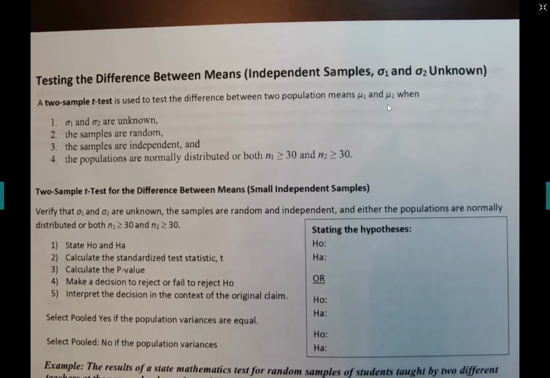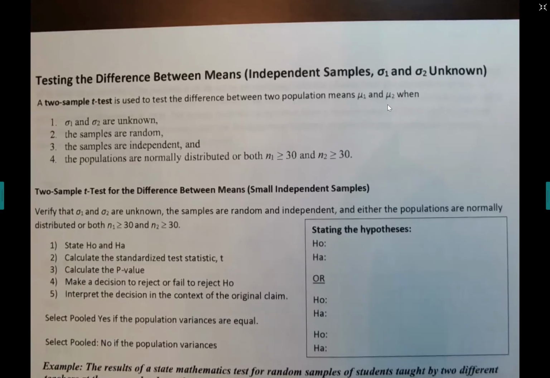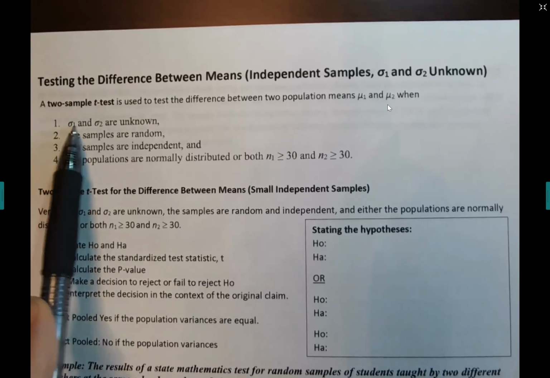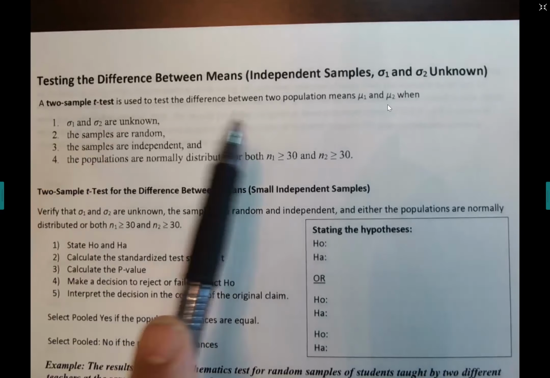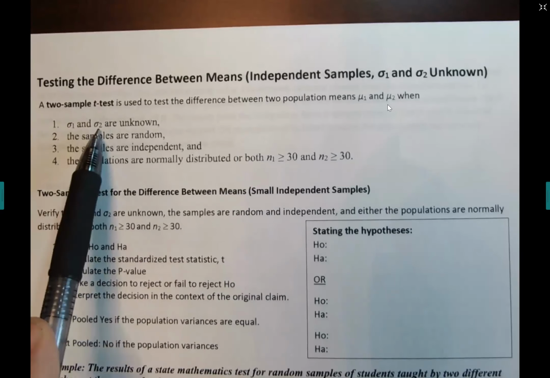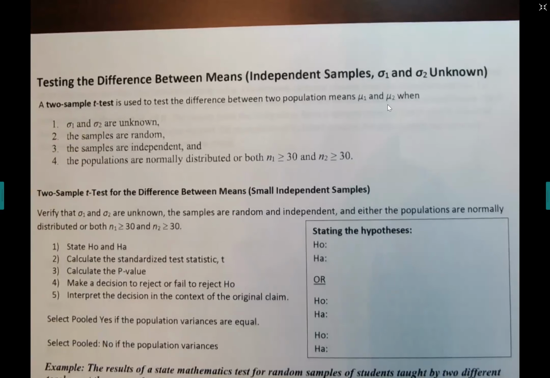Sigma 1, sigma 2 are unknown. We don't have them. The samples are random. The samples are independent. The populations are normal, or each sample size is more than 30. So it's the same requirement except for number 1. In the previous one, to use two sample Z tests, you must have sigma 1, sigma 2. Here we will be using a different test. It's called a two sample t-test. Sigma 1 and sigma 2 are unknown.